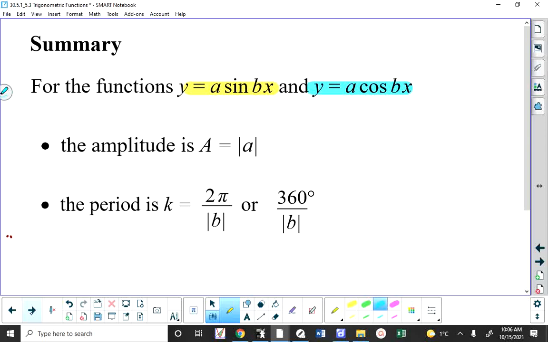I'm going to pause there and just see. Does anybody have any questions about any of these examples or anything that's up here?